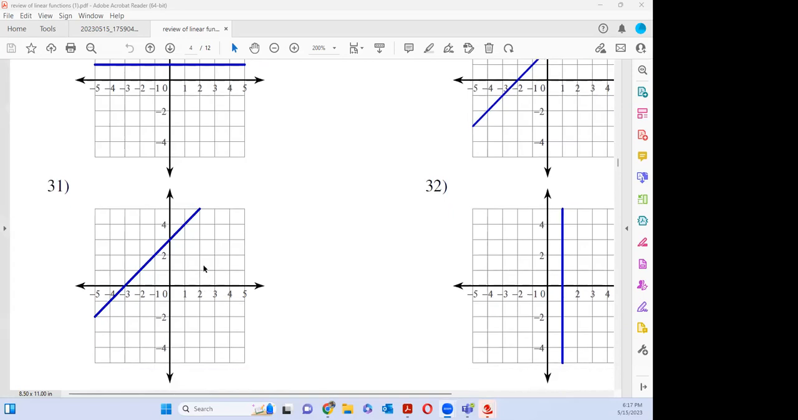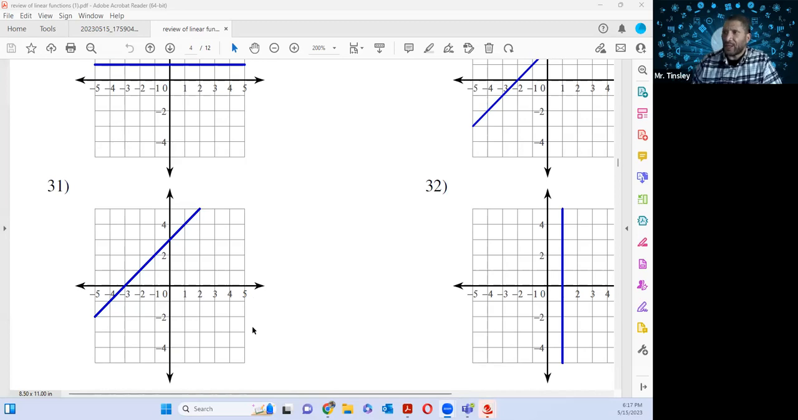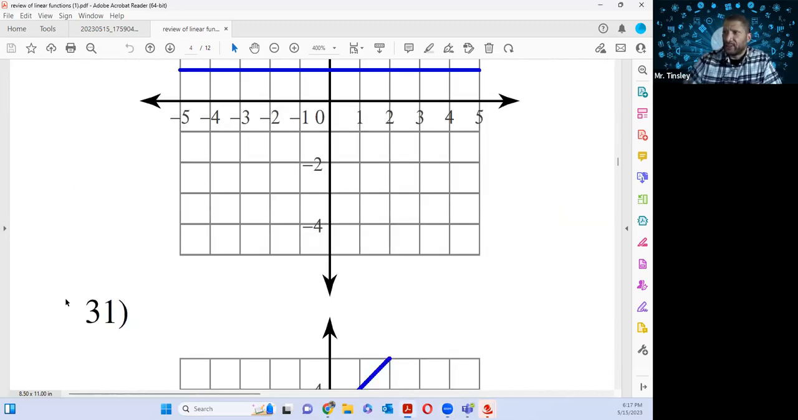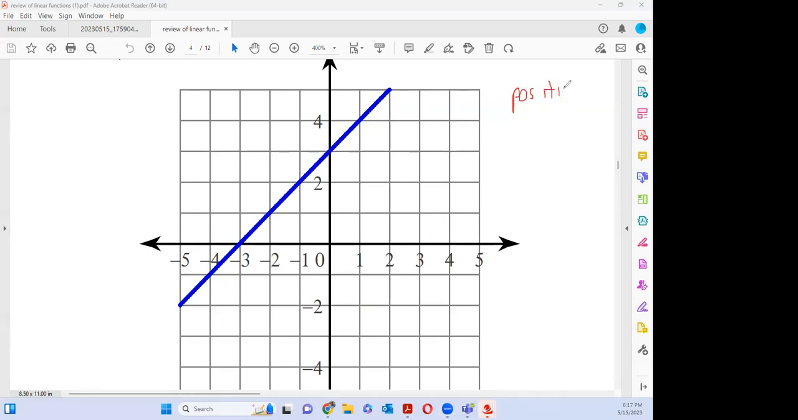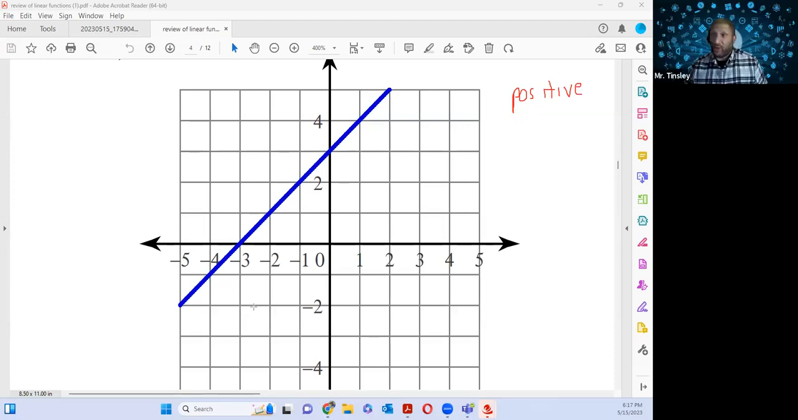I'll do 31 just so you'll see everything I'm talking about. Remember what I always say, any math question, start with what you know. Right now I know the slope is positive. Why? Because from left to right, it is going up. That's a positive slope. That's the first thing I know.